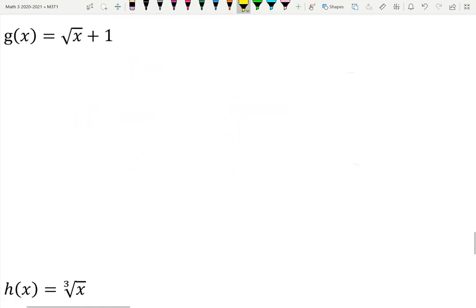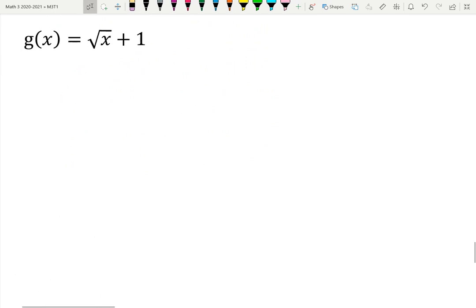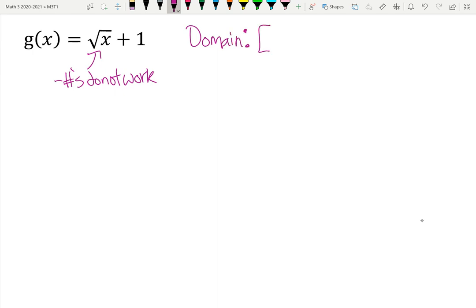This next guy, square root of x plus 1. So the idea is that with the square root, negative numbers are not going to work. What happens is it breaks math. So my domain is going to be, well, it starts with 0 to infinity. I can't include any negatives. My range, as before, is going to be negative infinity to positive infinity.